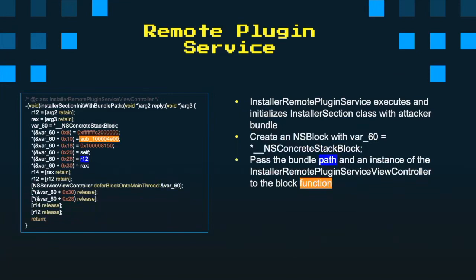And so within that remote plugin service, that class method, there's a path for your bundle that's passed into that method, and it's used in what's called an NSBlock. And so a block is just a function or code that's executed in the background, and you basically pass a function that is executed within that block. And so that function gets passed the bundle path and an instance of the InstallerRemotePluginServiceViewController.